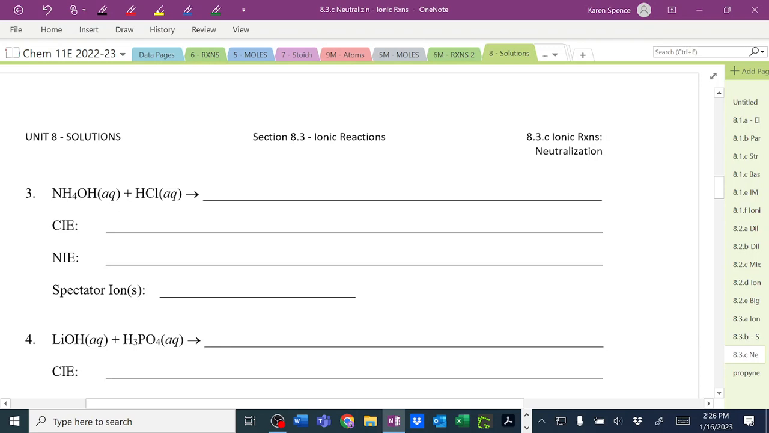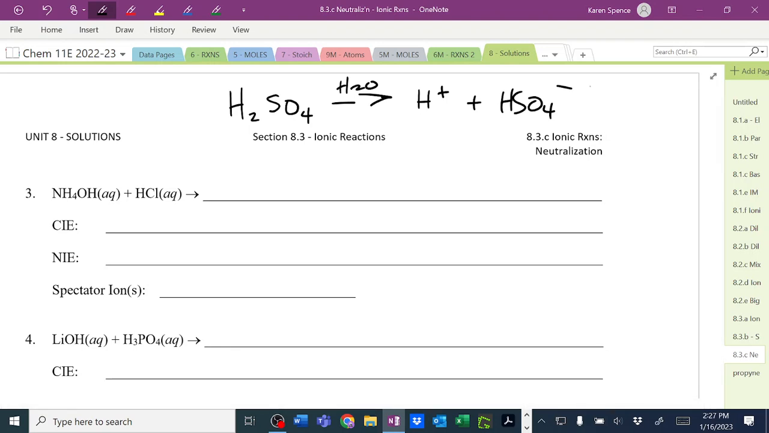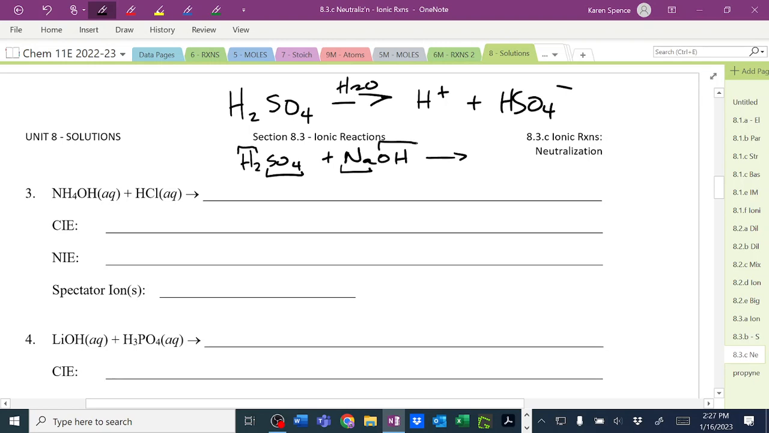I just wanted to point out one thing that can be a little bit confusing. Remember how I said that when H2SO4 dissociates in water, we get H plus and HSO4 minus? That's important when you're writing the complete ionic equation. However, if you're writing a formula equation, H2SO4 plus NaOH, for example, you don't do anything different than you would normally do. You're going to put sodium together with sulfate, and you're going to put hydrogen together with hydroxide.